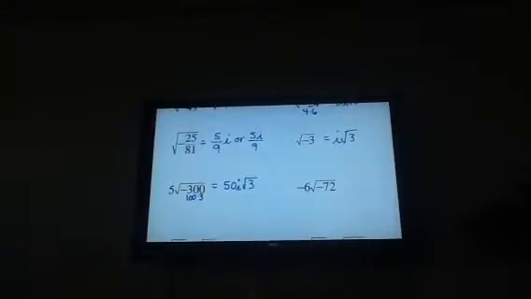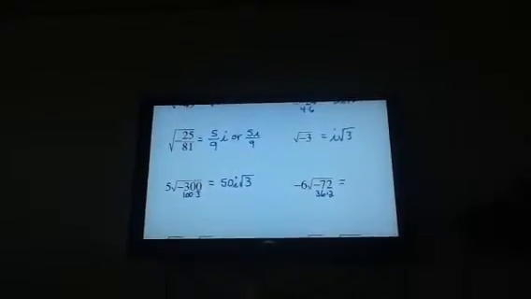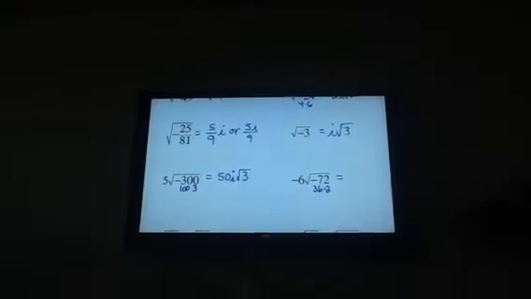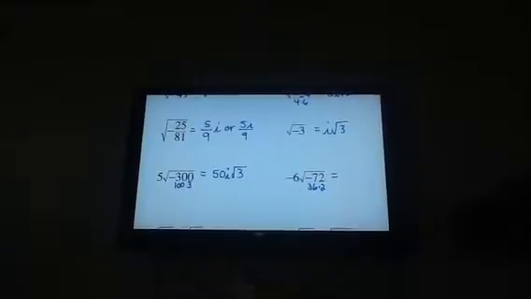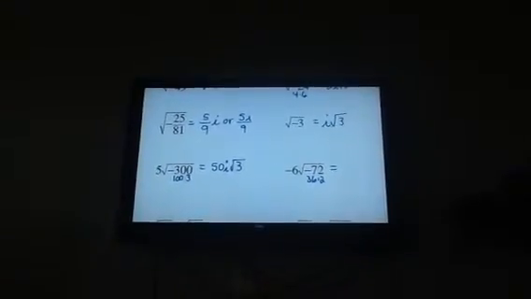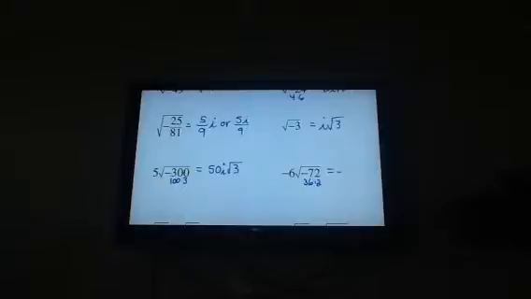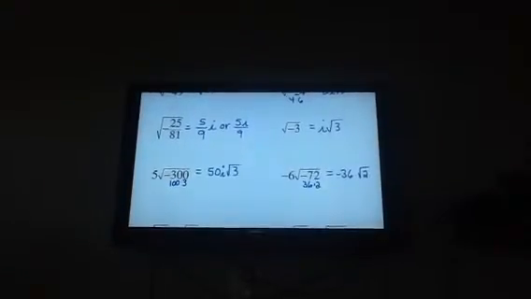72 breaks into 36 times 2. So I have my square root of 36 is 6, times my 6 on the outside makes 36, in fact negative 36. Square root of 2 I don't know. The square root of the negative is i.